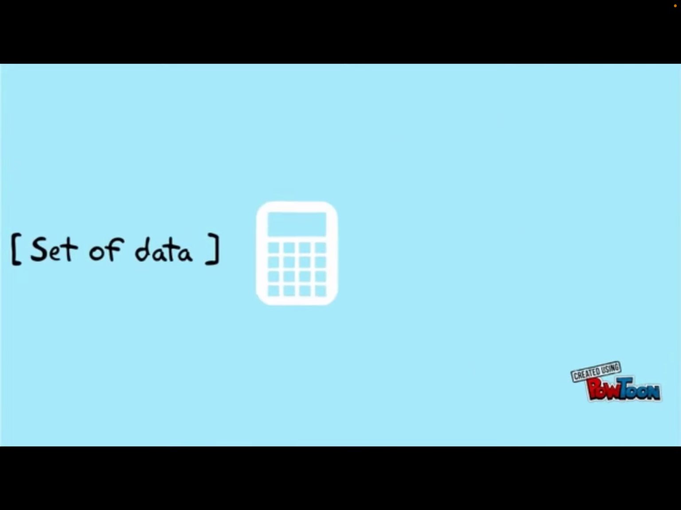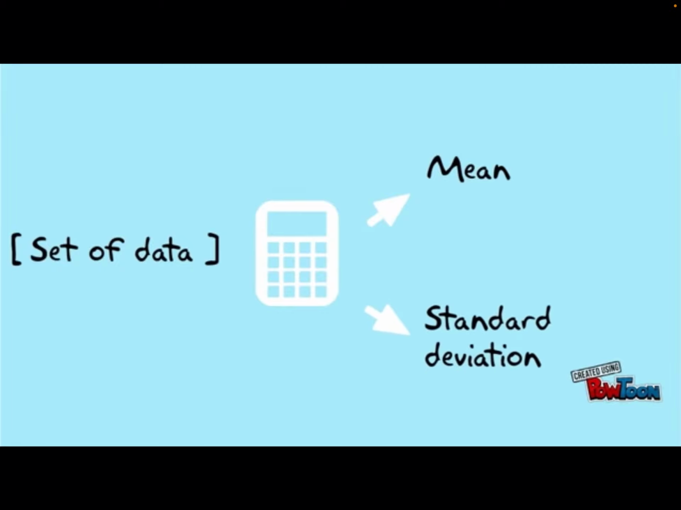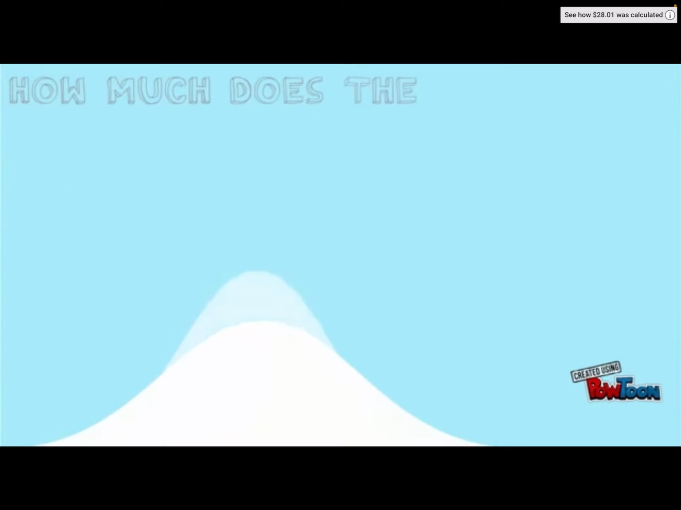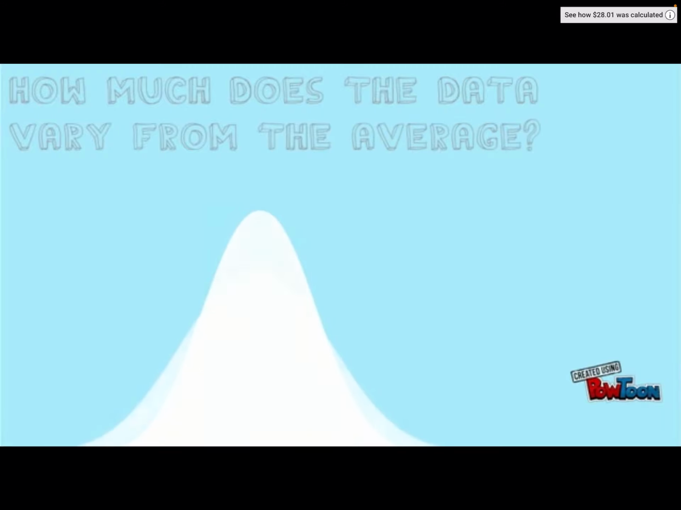For any set of data, the mean and standard deviation can be calculated. For example, 5 people may have the following amounts of money in their wallets: $21, $50, $62, $85, and $90. The mean is $61.60, and the standard deviation is $28.01. How much does the data vary from the average?